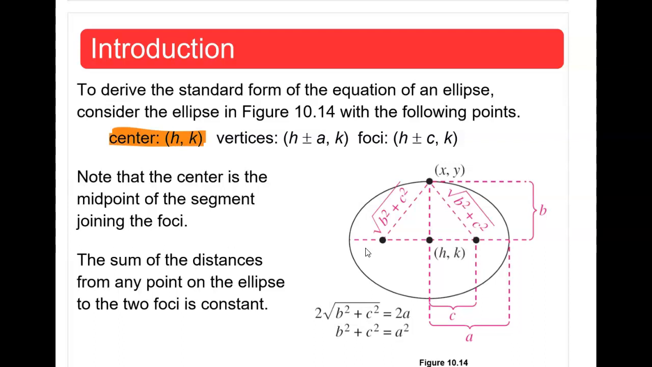And that center is going to be denoted by the letters h and k. If the center is at the origin, that means that h is 0 and k is 0. But that will not always be the case.